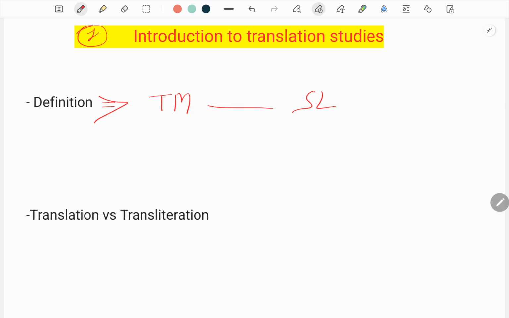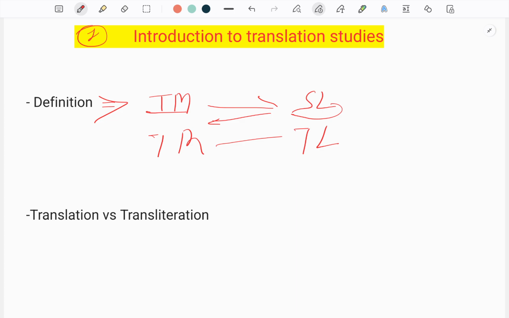by equivalent textual material in another language, that is the target language. This is all about the definition of translation.